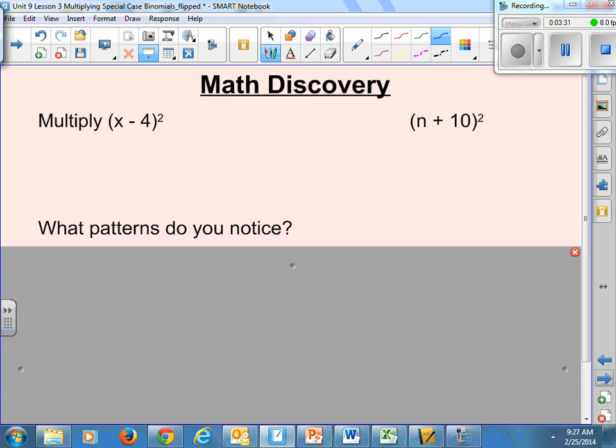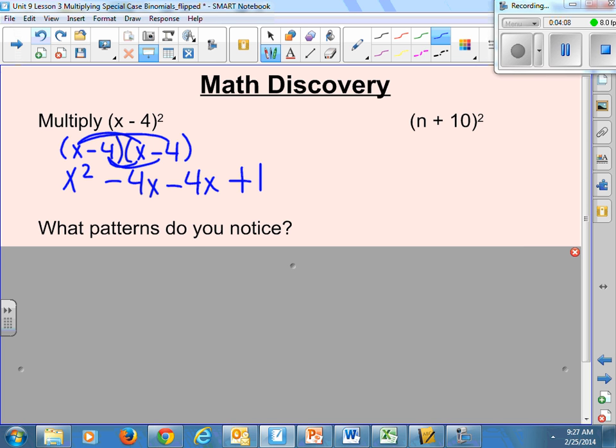Alright, this brings us to our second special case, which is going to be x minus 4 squared. Well, we know that to be the same thing as x minus 4 times x minus 4. So again, let's go ahead and use our distributive property. We're going to do x times x, which is x squared, and then x times negative 4, which is negative 4x, and then negative 4 times x, which is negative 4x, and then negative 4 times negative 4, which is positive 16. We're going to go ahead and combine like terms. x squared. Notice this time you have two negative 4x's, so that's going to combine to give you negative 8x, and then plus 16, giving you your final answer.